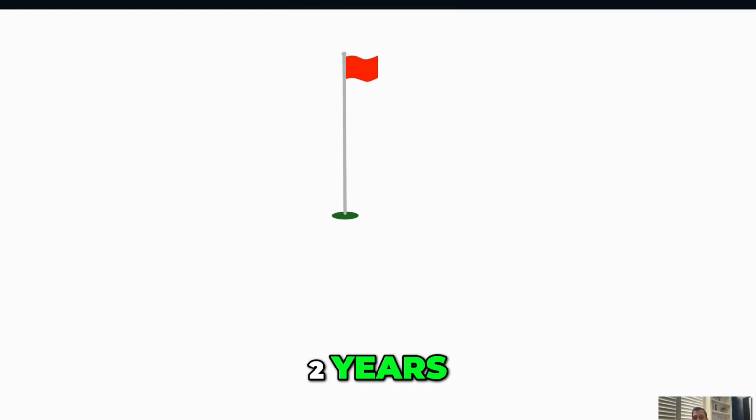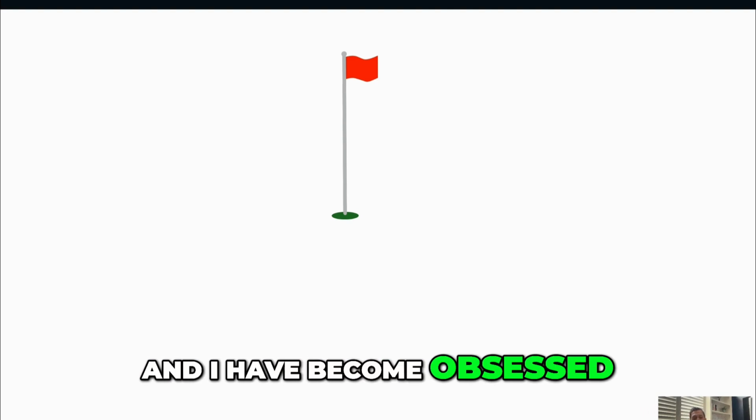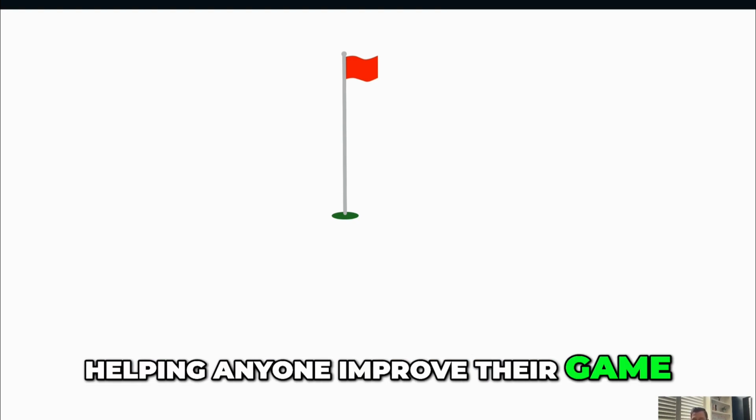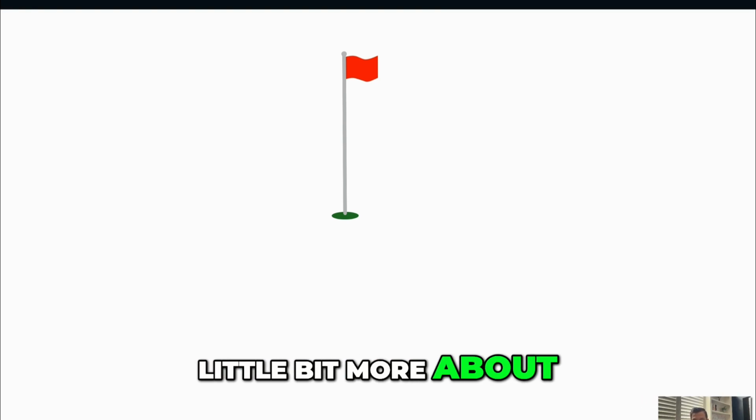Over the past 2 years, I have really studied dispersion patterns and I have become obsessed. I think this is the key unlock to helping anyone improve their game. And the best part, you don't even have to change your swing. Let me explain a little bit more about what I'm talking about.